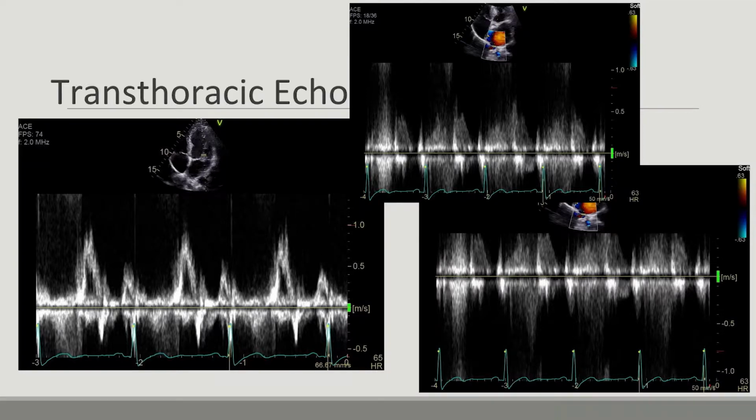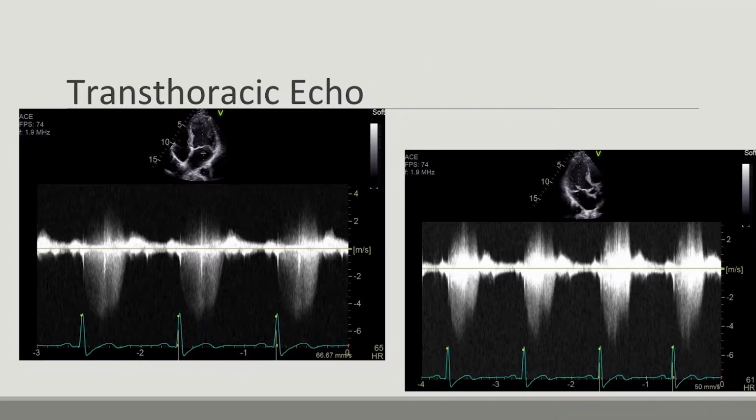When there is a very eccentric jet, I like to take multiple images of the continuous wave through the mitral valve. This way, I can try it again if I feel I'm at a better angle to the jet. This helps us determine the timing of the jet. This one is holosystolic. Many mitral valve prolapse jets will be in late systole only.